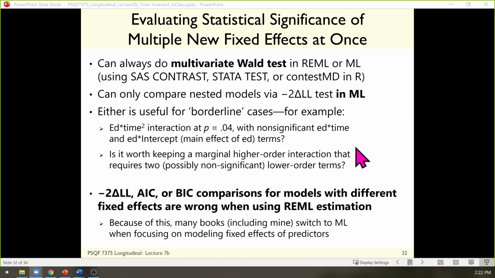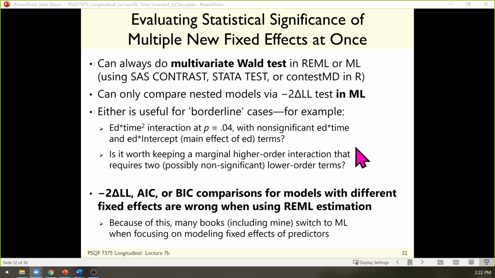But if you add degrees of freedom, then it's the same thing. And you can always do that regardless of which estimator that you're using. So that's a way to test multiple fixed effects at once that you can do in REML or ML or probably even in Bayes. You will see examples in textbooks that do likelihood ratio tests for this purpose.